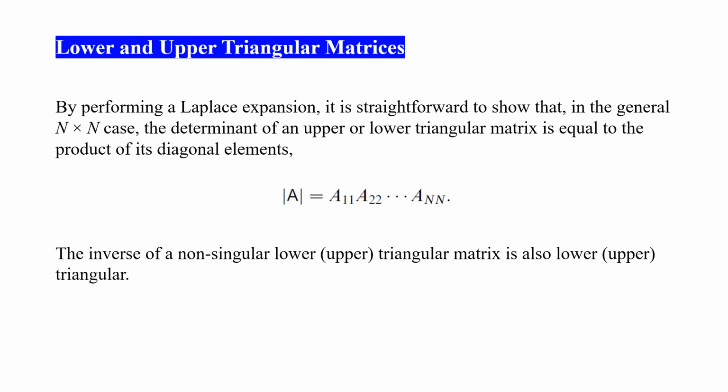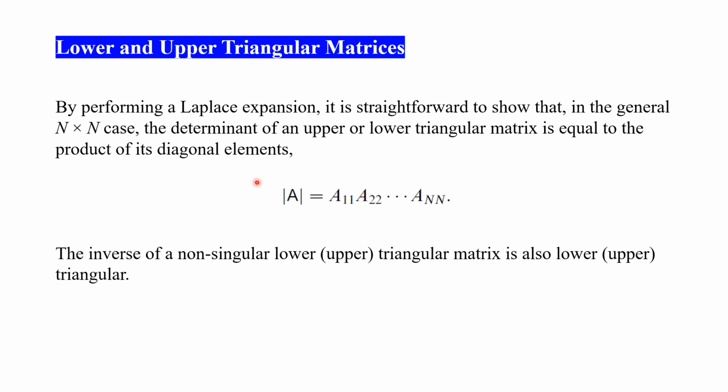By performing a Laplace expansion, it is straightforward to show that in a general n by n case, the determinant of an upper or lower triangular matrix is equal to the product of its diagonal elements. That is, if you have an upper or lower triangular matrix, the determinant of A is equal to A11 times A22 up to ANN. So it's easy. To find its determinant, you just need to multiply all the elements of the principal diagonal.